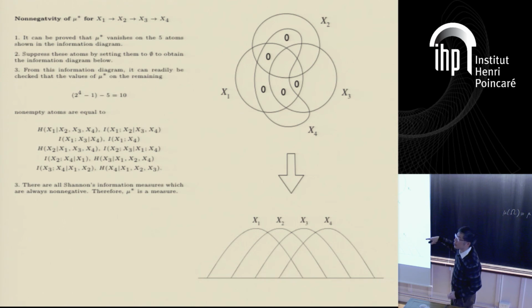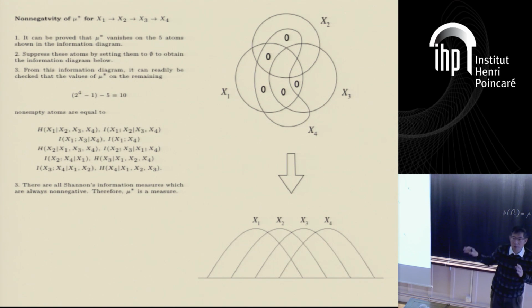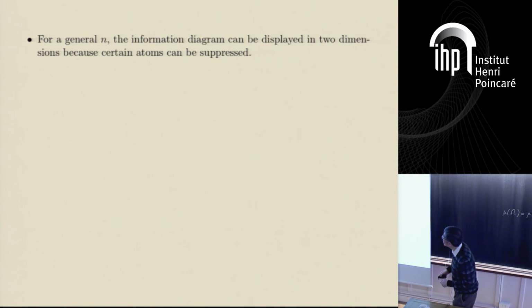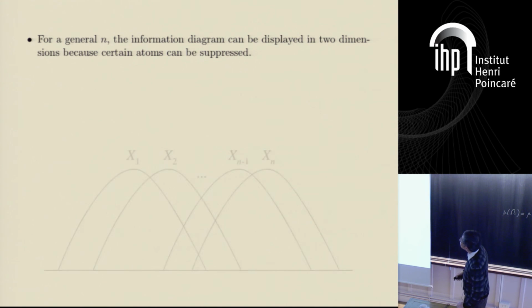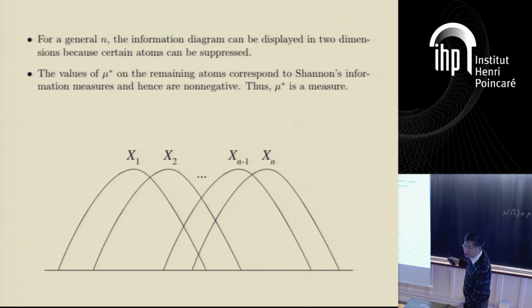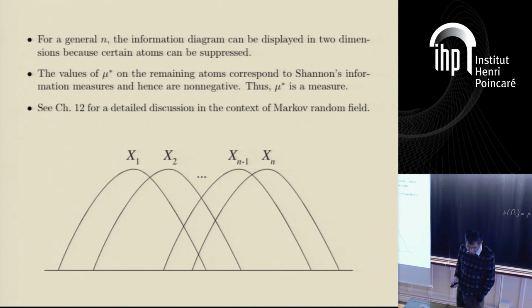I'm not going to explain this phenomenon in full generality at this point. Rather, I will go for a more general framework, and then I will specialize that into this Markov chain and explain to you why this is the case. For a general n, this is the picture. This is the right picture, and it also happens that mu star is always non-negative. This is something we have to keep in mind for the rest of this tutorial. We are going to discuss this in the context of a Markov random field.